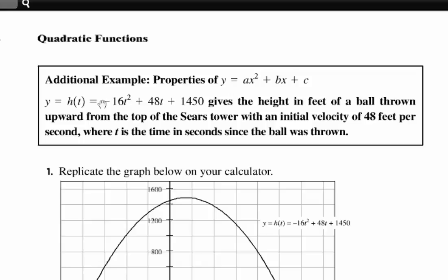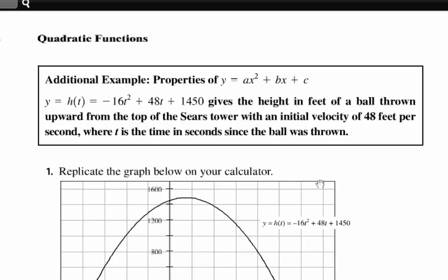Well, this new equation, you notice there's a plus 48t. That represents the person throwing the ball up. So the ball actually goes up first and then comes down. In the previous example, the ball just went down. It never went up. Okay.